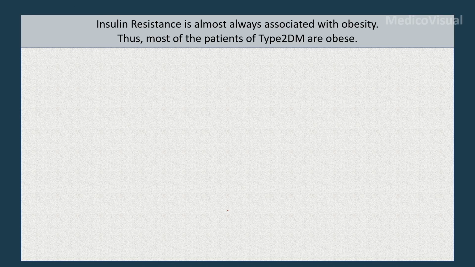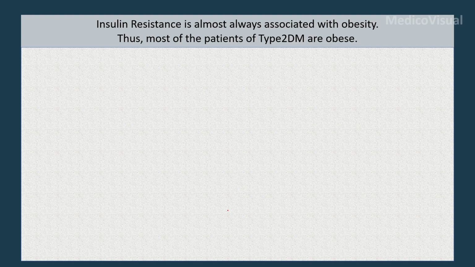So now we will discuss how insulin resistance occurs postnatally. Insulin resistance is almost always associated with obesity. As I have told you previously, in an obese person, even a healthy looking obese person, there is more than 90% chance that he or she might be suffering from insulin resistance. That doesn't mean that he or she will have diabetes, but most likely he or she will have insulin resistance. Because of this, most patients of type 2 diabetes mellitus are obese.